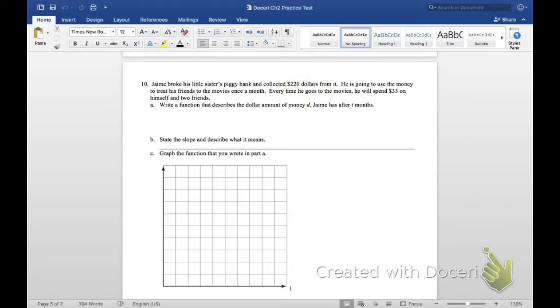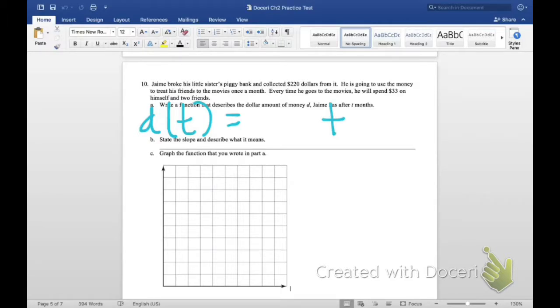Now, they want us for part A to write a function that describes the dollar amount, right? I think I just said that. So I'm going to use the variables that they give me, and I'm going to write a function for the dollar amount as a function of time, D of t. And that's going to be equal to whatever my rate of change is plus what I start with.